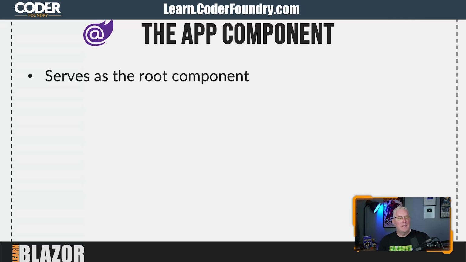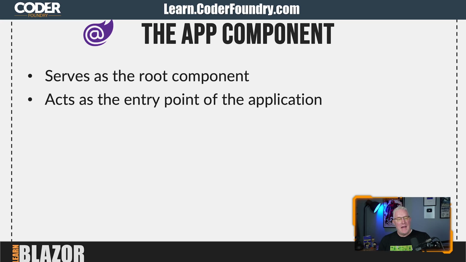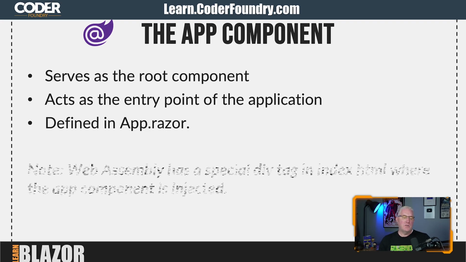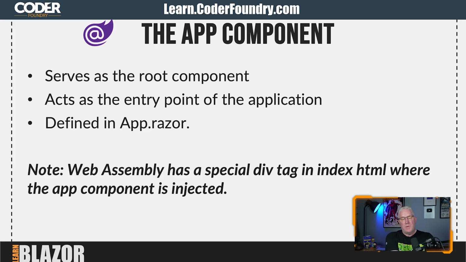The app component is the root component, and every Blazor application has to have one. And it acts as the entry point for the application. And you define this in app.razor. And app.razor is a file that, when you start up or come from the templates inside of Visual Studio, you'll see this file get created. And it must be there for this to work. Now note, WebAssembly has a special div tag in the index.html, and this is where the app.razor is injected into. And so you can't delete that div tag either if you're running pure WebAssembly. And if you're running in auto mode, you also need to leave it alone as well.